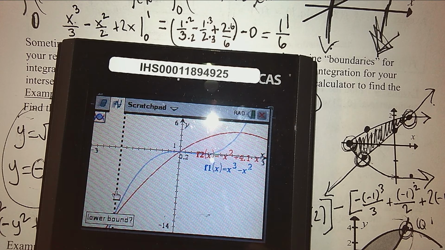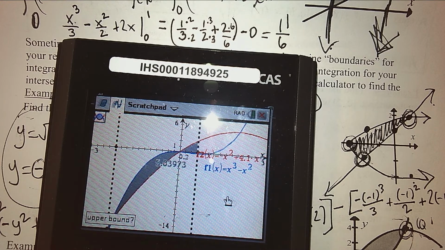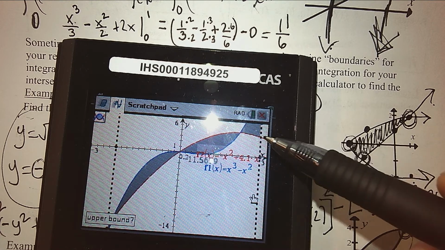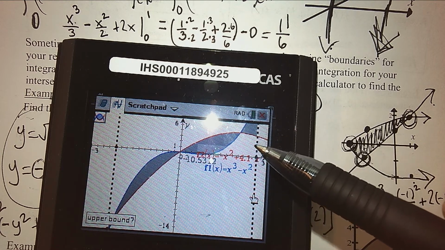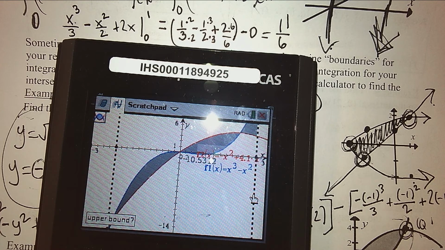Then it says, what should the lower bound be? So I'm going to estimate, what would that lower bound be? And does it know what the lower bound should be automatically? So here, I'm going to go way left. Well, let's see what happens here. See if I go too far right, what happens is it shades more than I want it to shade. And I don't want it to shade all that, and then press enter, and then it finds the area that went beyond what I needed.